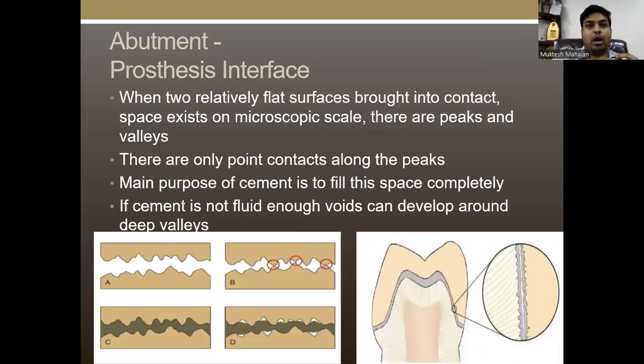This is how the luting cement should attach at the abutment restoration interface. When two relatively flat surfaces are brought into contact, spaces exist between them on a microscopic scale. There are peaks and valleys, as you can appreciate in the diagram. There is only point contact along the peaks. The main purpose of the cement is to fill this space completely. If the cement is not fluid enough, voids can develop around deep valleys.